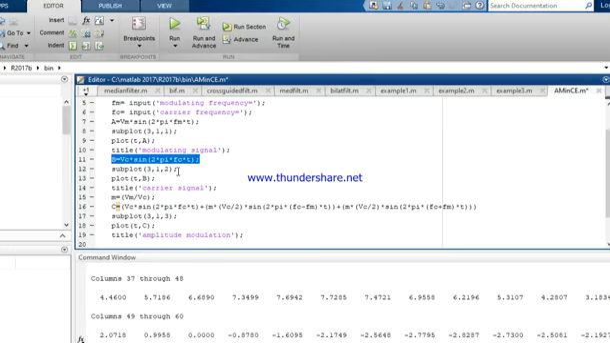So for the carrier signal we have to put another subplot command, subplot of m comma n comma p, where m is the row. So a total of 3 rows we have to push.